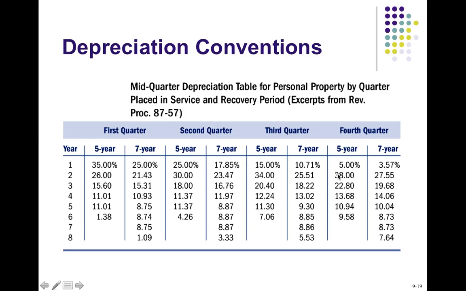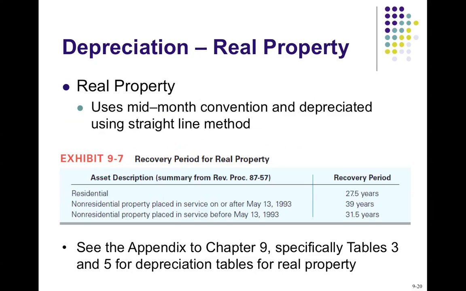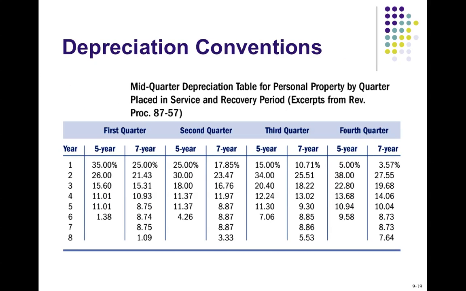And so this is why you're going to get less depreciation overall if you have to use the mid-quarter convention, because most of your assets were purchased in the fourth quarter. That's why we have to use the mid-quarter tables, because everything was purchased at the end of the year. And so for most of your assets, you're using these percentages, which are much less than if you use the half-year convention table, okay? All right, so those are depreciation conventions.